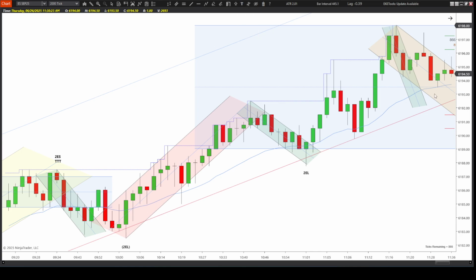Second entry long, decent setup. Actually, first entry long pullback, second entry long again. Only a 4-tick risk. Worth taking, but I didn't take it.